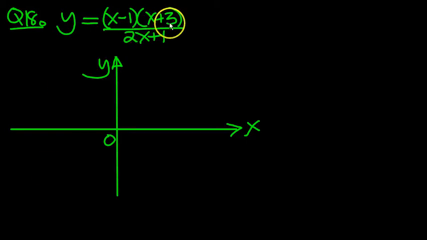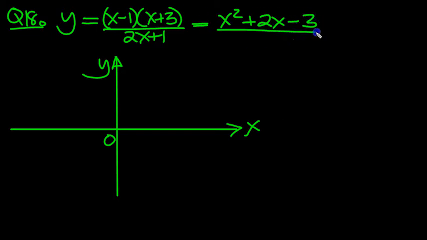y equals (x minus 1)(x plus 3) over (2x plus 1). Let's just expand the top then: x squared, then we've got 3x minus x is 2x, and then minus times plus is a minus, 3 ones are 3, over 2x plus 1.